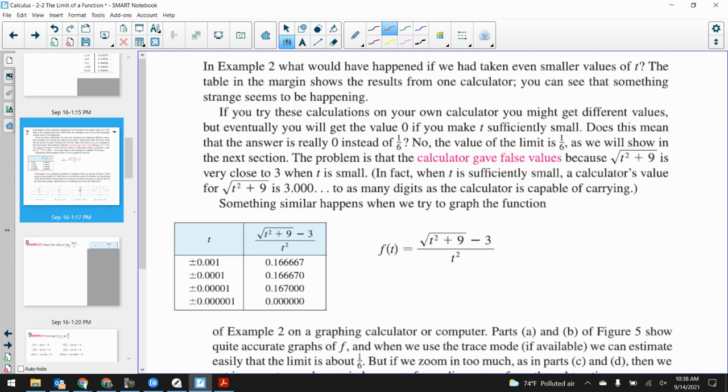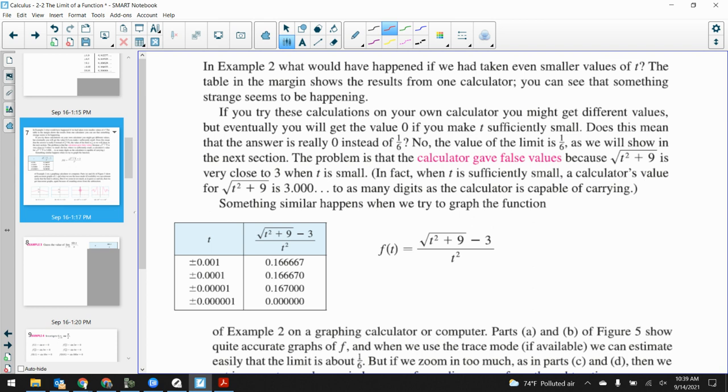Okay, now, in example 2, what would have happened if we had taken even smaller values of t? Now, this is where it starts to get really weird. If you thought that was weird, okay. In example 2, what would have happened if we had taken even smaller values of t, made it smaller and smaller and smaller? Look at my table. We went to 0.01 in our calculator, but look at what would happen if I keep going? It actually goes away.